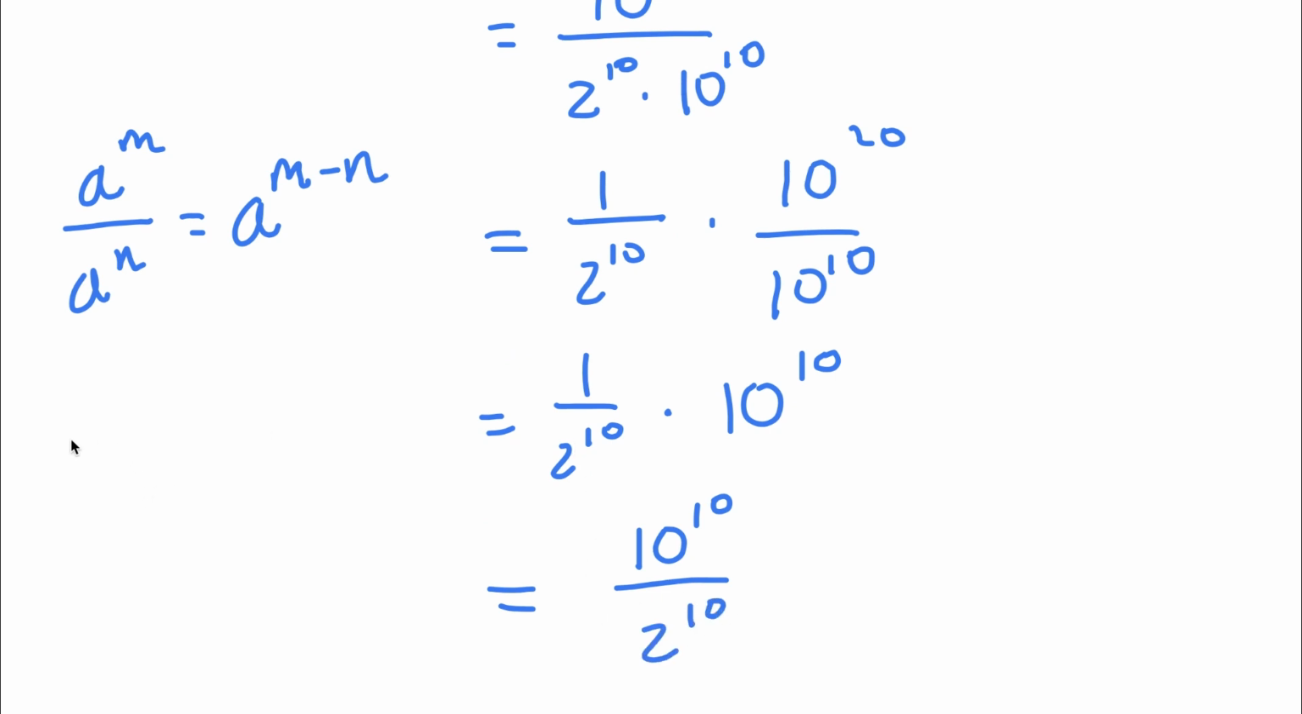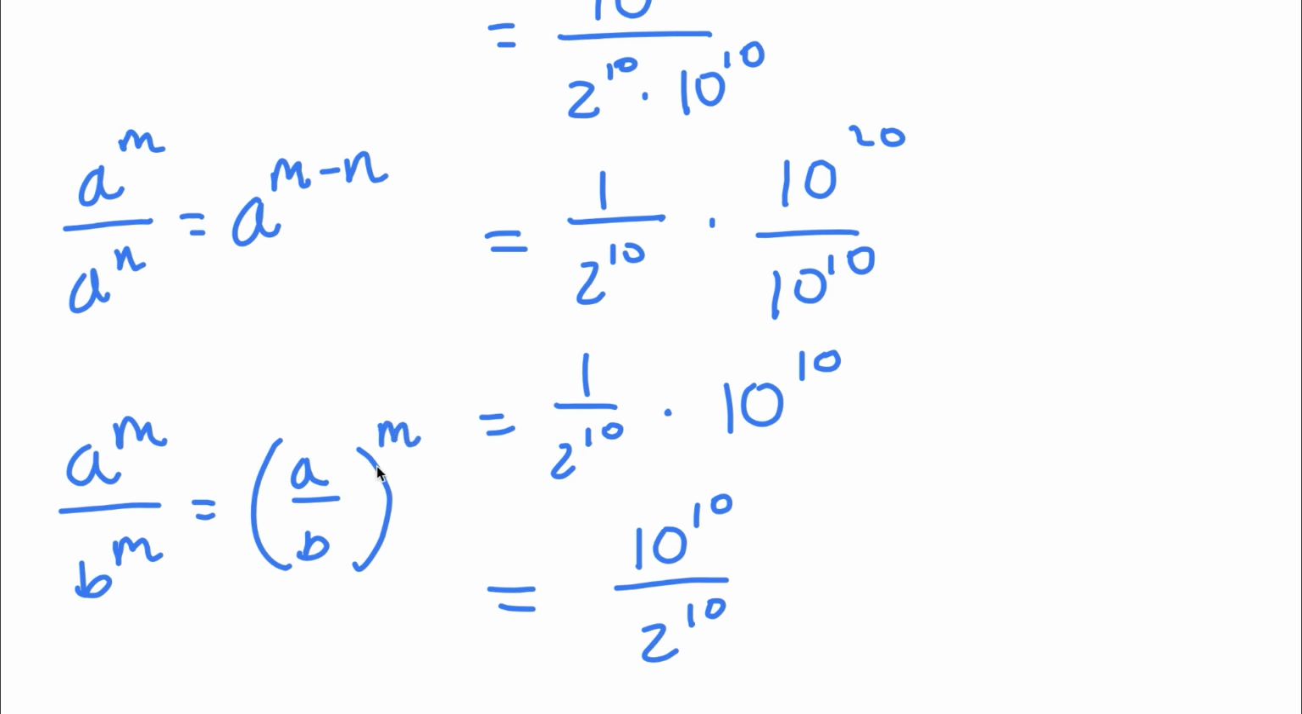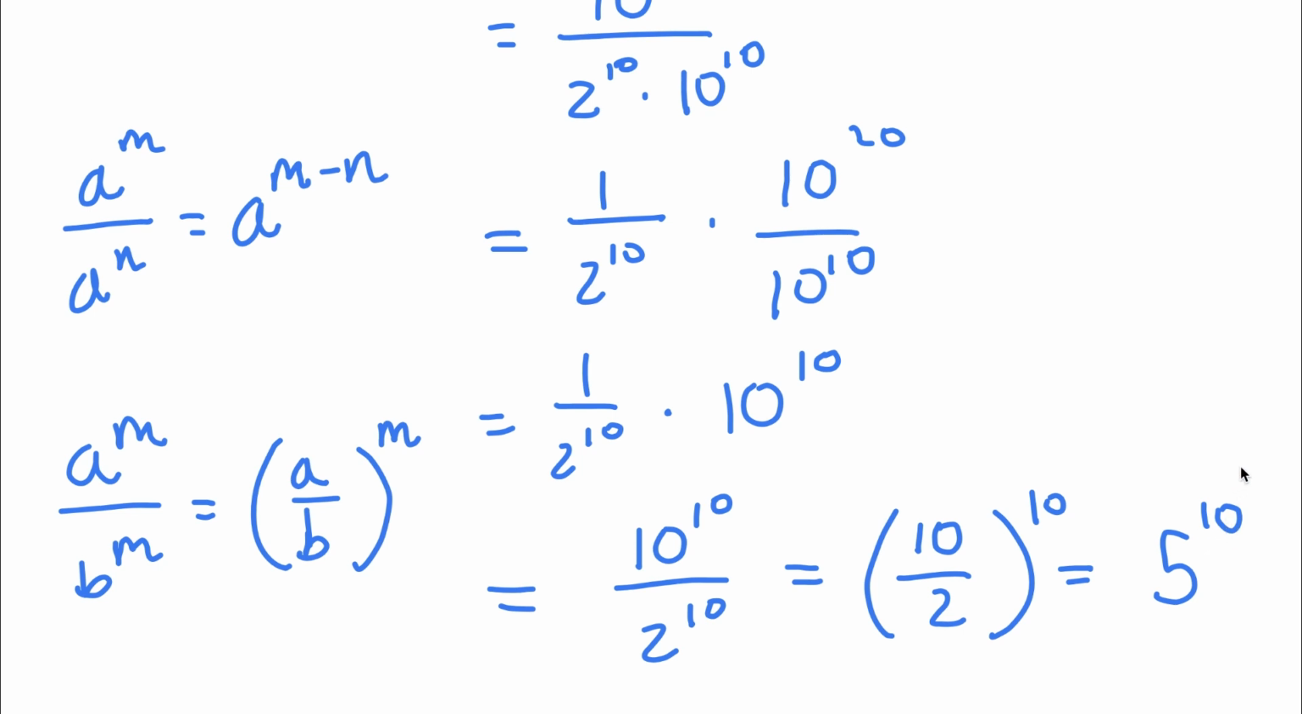So if I have something in the form a to the power of m over b to the power of m, this is the same thing as a over b to the power of m. So 10 to the power of 10 over 2 to the power of 10, that's going to equal 10 over 2 to the power of 10, which is the same thing as 5 to the power of 10. So 5 to the power of 10 is my answer.